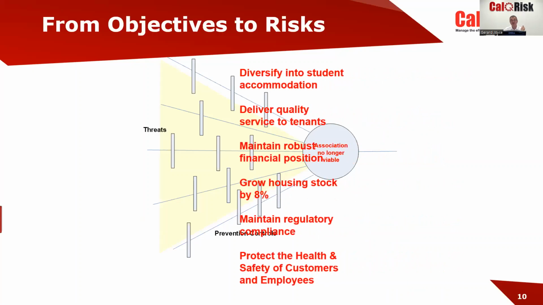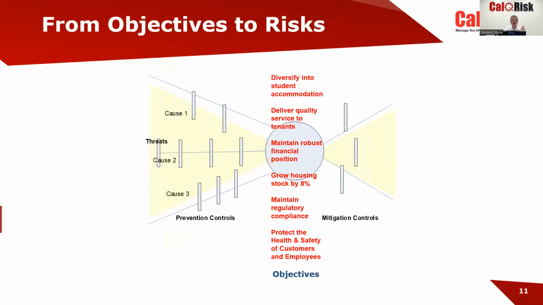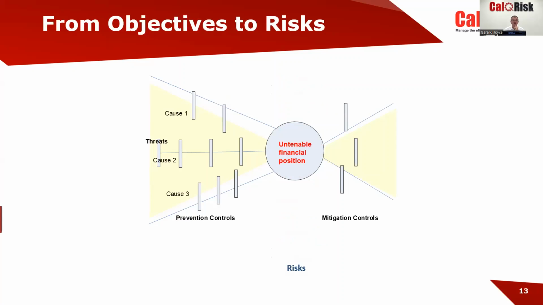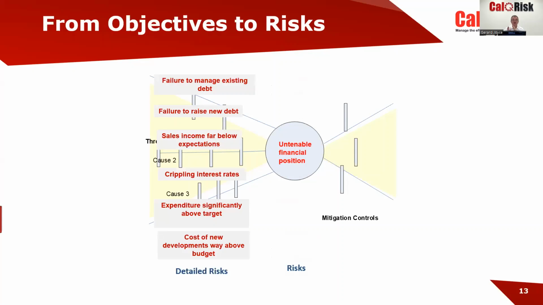And then if you put those objectives to the left of the knot and replace the objectives with the relevant, let's say, or equivalent in a risk, you now have, I'm going to say, 7 to 12 risks at a high level. So failed diversification, unacceptable quality of service. These are the high level risks. And if I take the untenable financial position, what could cause that? Just take that as one high level risk.